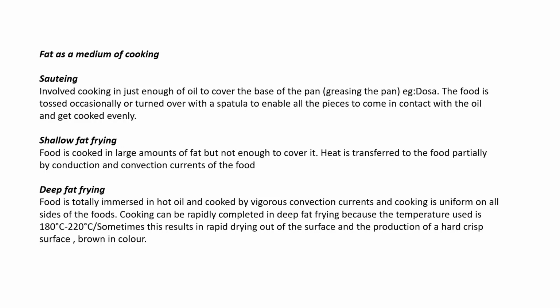Next is shallow fat frying. Food is cooked in a large amount of fat but not enough to cover it. Heat is transferred to the food partially by conduction and convection currents. The last one is deep fat frying. Here the food is completely immersed in hot oil, and a vigorous cooking method is adopted. Cooking can be rapidly completed in deep fat frying because the temperature used here is 180 to 220 degrees Celsius. But sometimes due to deep fat frying, the food product becomes too dry, and sometimes a hard, crisp surface, brown in color, is produced.